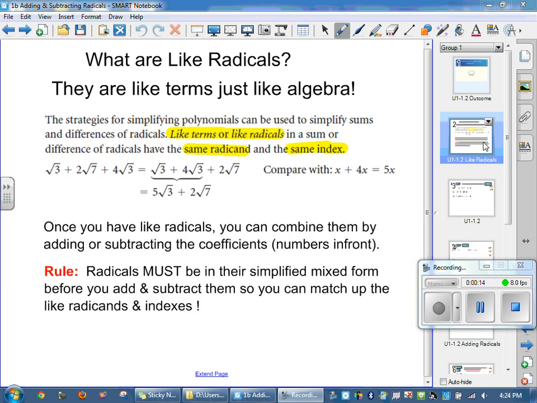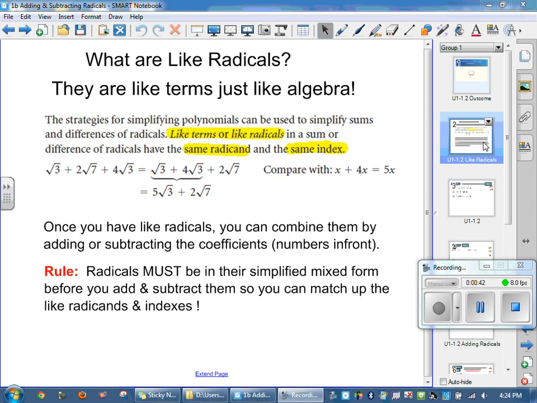So, what are like radicals? They are like terms, just like in algebra. So the strategies for simplifying polynomials can be used to simplify sums and differences, so adding and subtracting radicals. Like radicals in a sum or difference of radicals have the same radicand and the same index. Those are the two conditions that need to be met in order to be able to add and subtract.